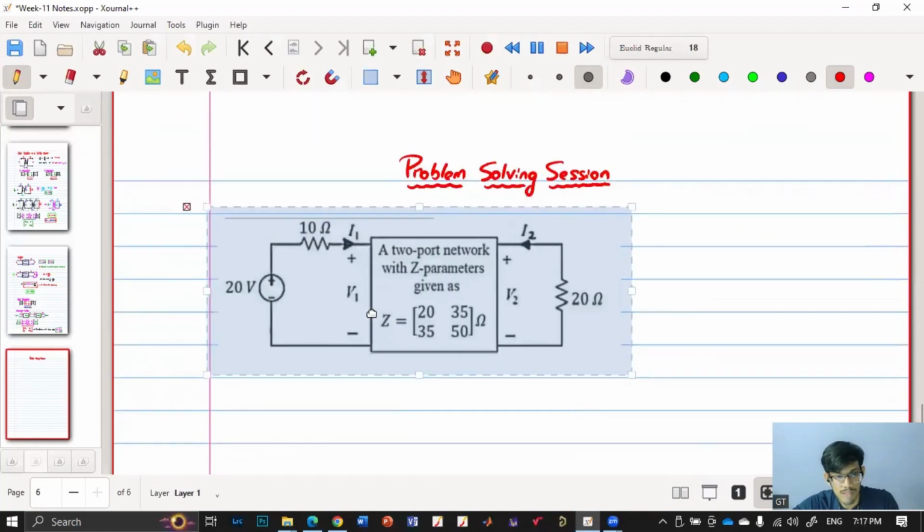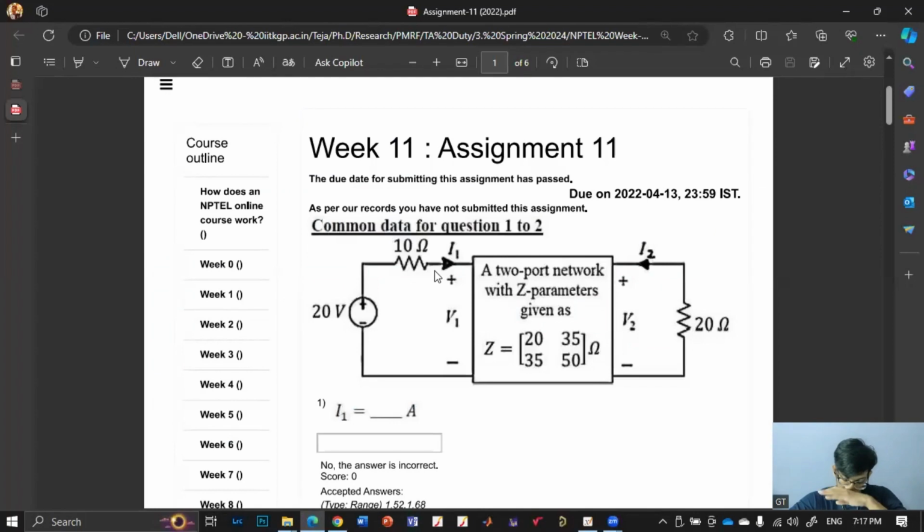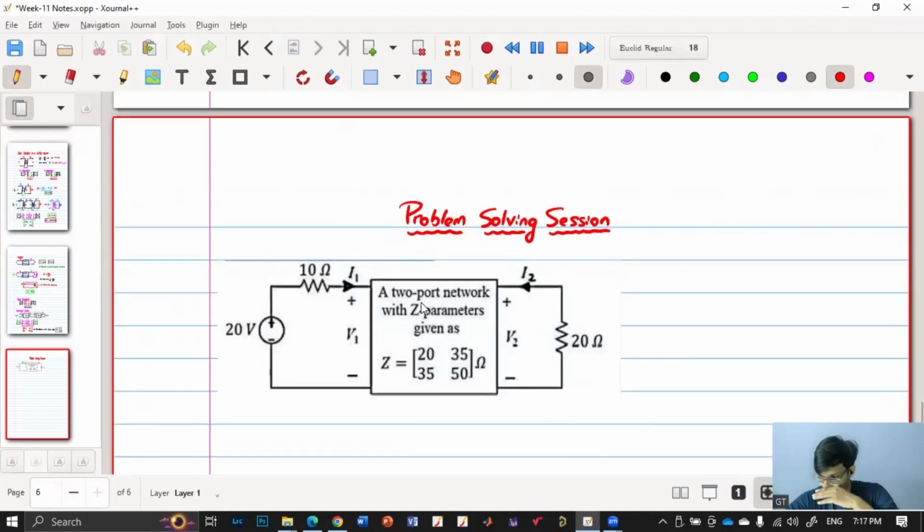So in problem one, they have given a two-port network, and they have connected some resistors and voltage sources at both the terminals, and they're asking what are I1 and I2. First, we'll go one by one. For any given question, we have to take down the data they have given and then see what they are asking, so that we can proceed without any confusion and without any mistakes.